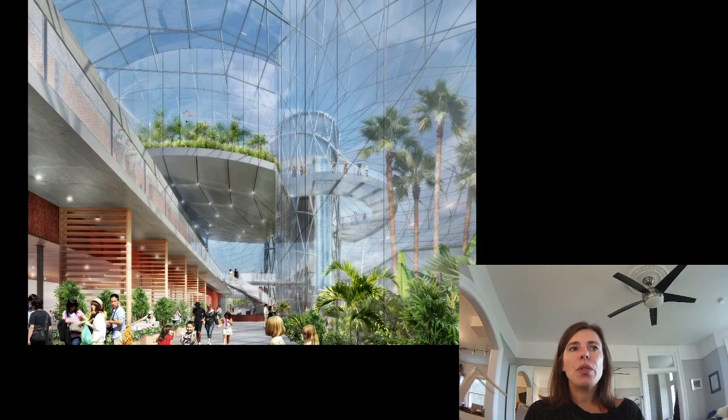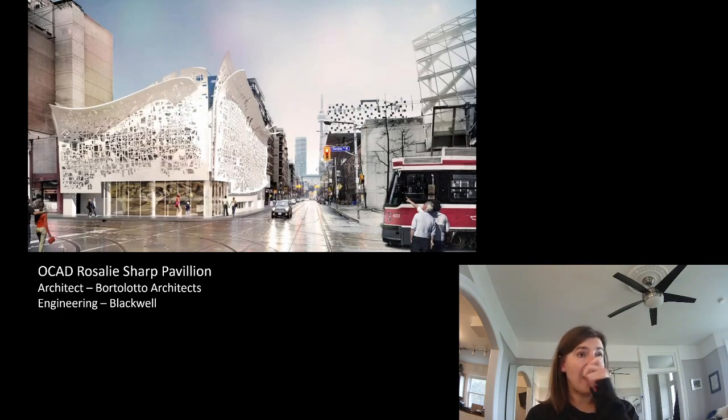So this one I just wanted to show you. I have a few others I want to touch on. I didn't want to make this a full 3-hour lecture, but I wanted to give you something interesting to take away from this. This is the Rosalie Sharp Pavilion at OCAD, just down the street from the AGO, so lending itself to that same kind of swoopy facade element.